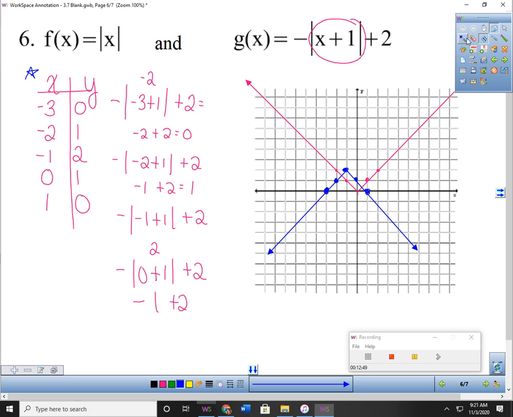And it actually did what we thought, right? If I started here and I moved up 2, left 1, and then I flipped it, right? Which is what we were thinking.